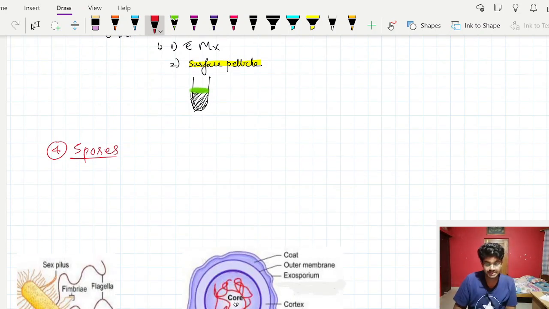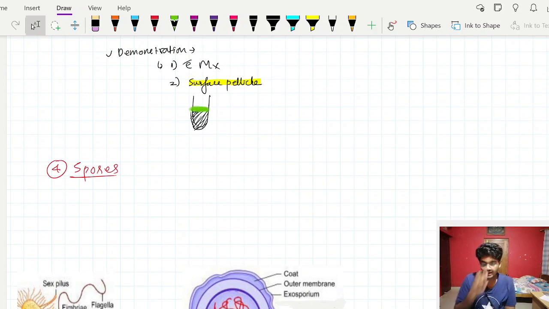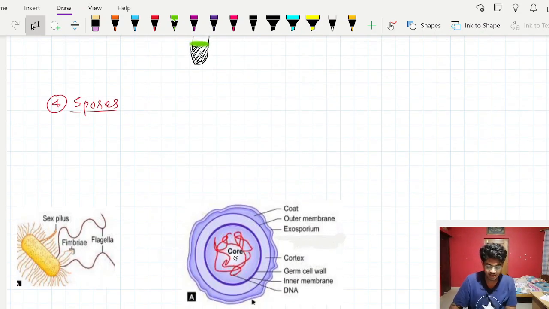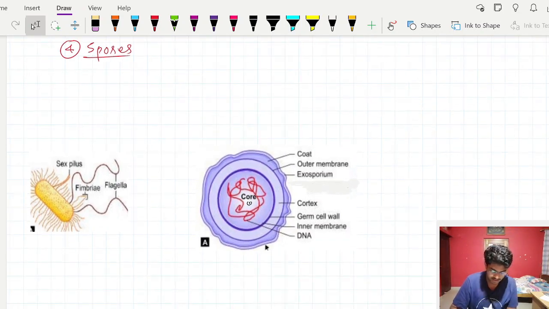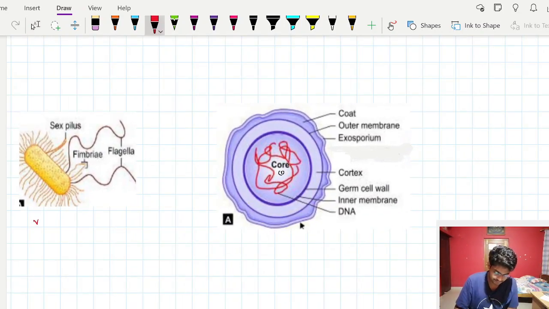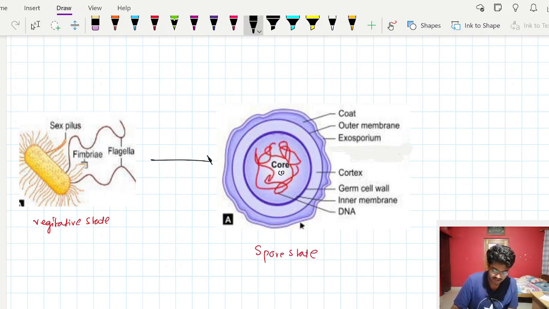So what are spores? Spores are the dormant form of bacteria. When unfavorable conditions are there, when there is a lack of nutrients, the normal vegetative state of the bacteria goes into a dormant form that is called spores, and the process is called sporulation. This is a vegetative state, and this is the spore state. So this formation, from vegetative to spore state, is called sporulation.